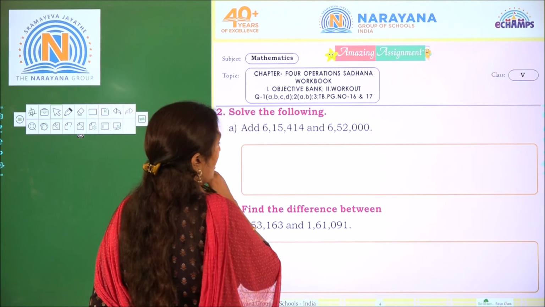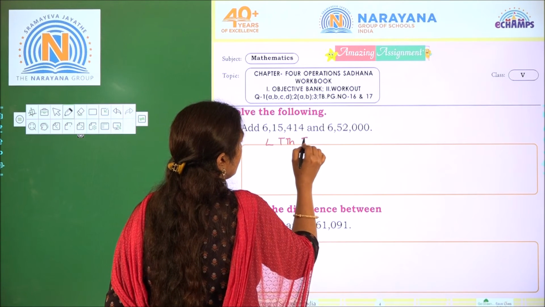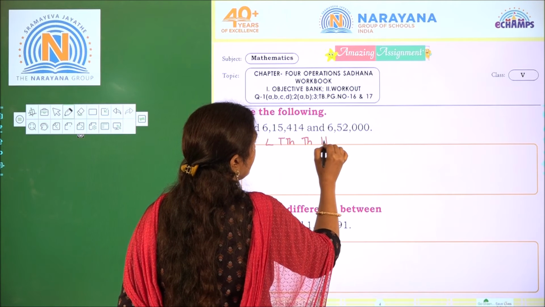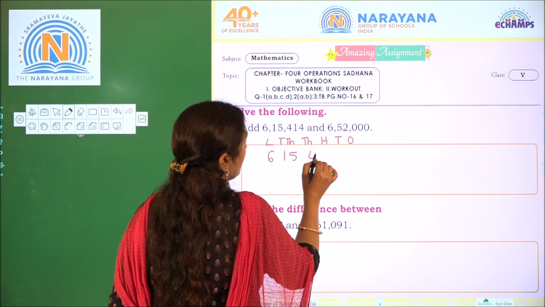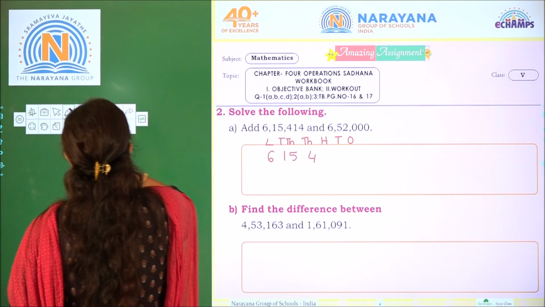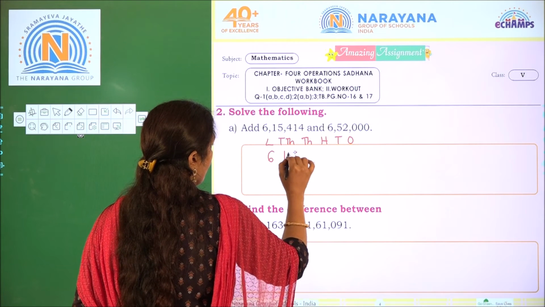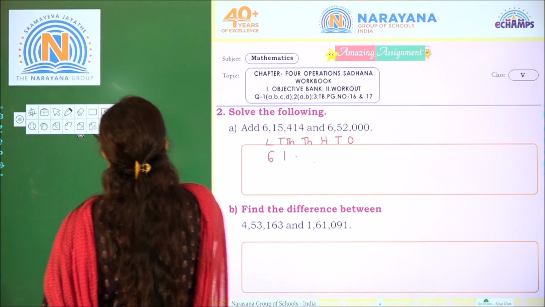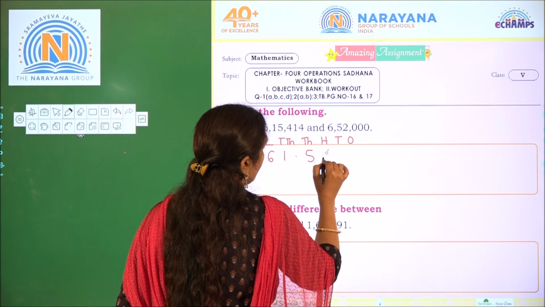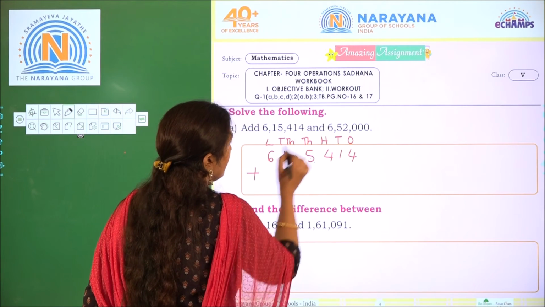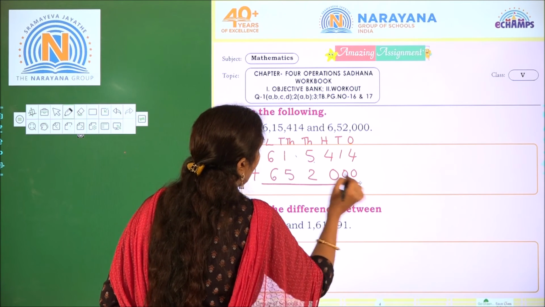Now just arrange the columns. Arrange the columns. Lakh, 10,000s, thousands, hundreds, tens and ones. 6,15,414 plus 6,52,000. You have to add.